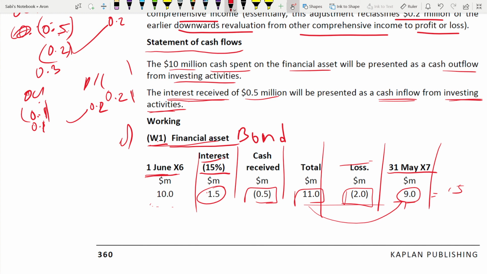You have received this amount of cash already. So the 10 million cash spent on the financial asset will be a cash outflow. This 10 million is the bond, cash spent on financial asset. This will be presented as cash outflow from investing activity.